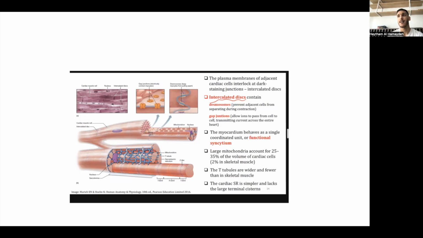And so we don't have terminal cisterns like in skeletal muscles. So triads here do not exist. The cardiac sarcoplasmic reticulum is simpler and lacks the large terminal cisterns, as I said here.